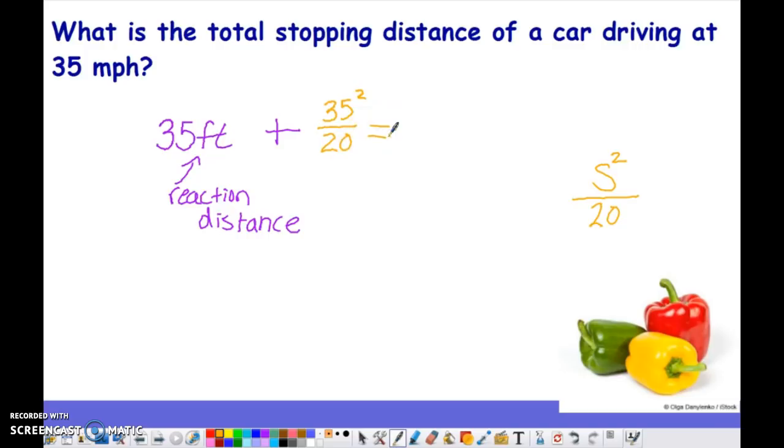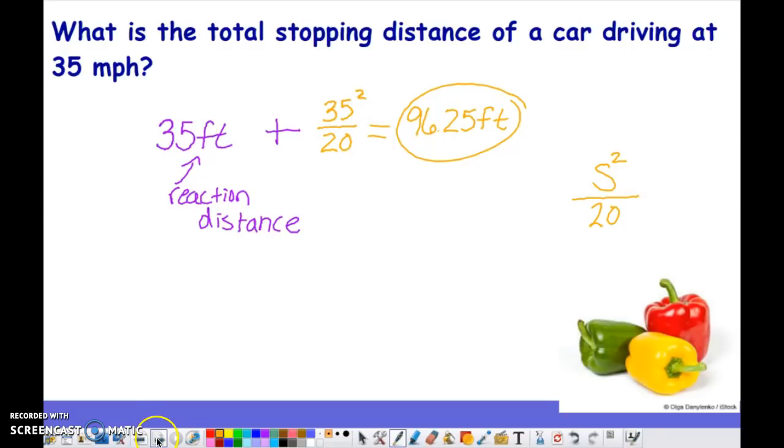When I just input that into my calculator, you should get 96.25 feet. So once you react, it's going to take you about 96.25 feet to come to a complete stop.